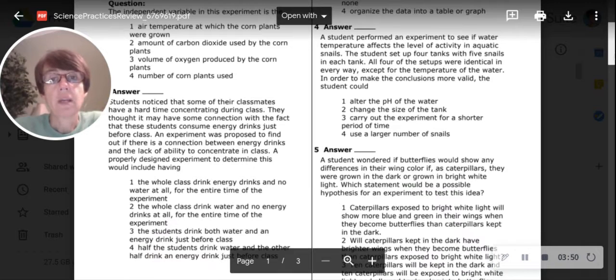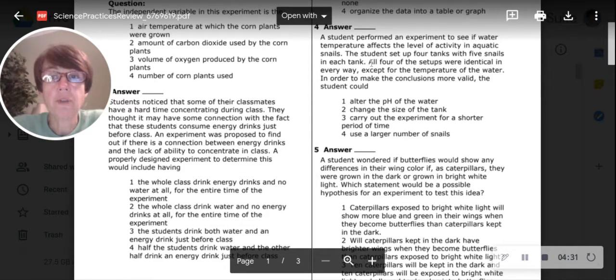Number 4, a student performed an experiment to see if water temperature affects the level of activity in aquatic snails. The student set up 4 tanks with 5 snails in each tank. All 4 setups were identical in every way except for the temperature of the water. In order to make the conclusions more valid, the student could. All right, so let's take a look and see what we're changing and what we're measuring. We're going to change the water temperature. That would be our independent variable. And we want to see how it affects the level of activity. So that would be our dependent variable.